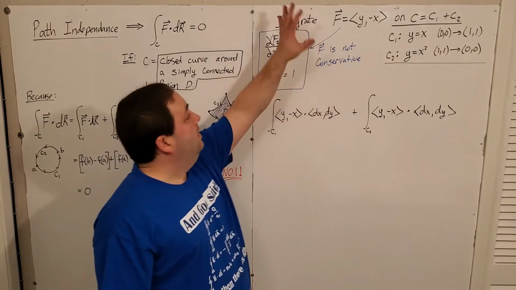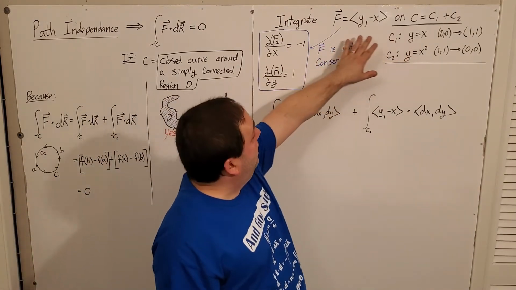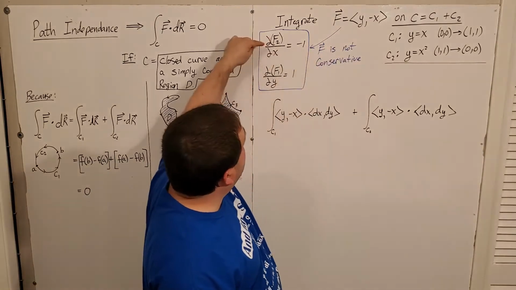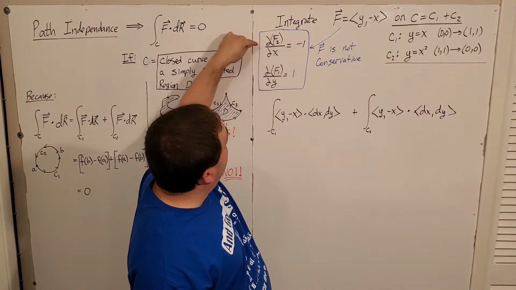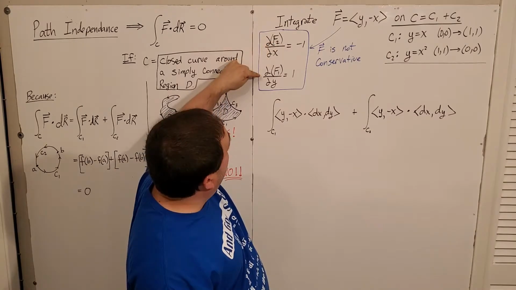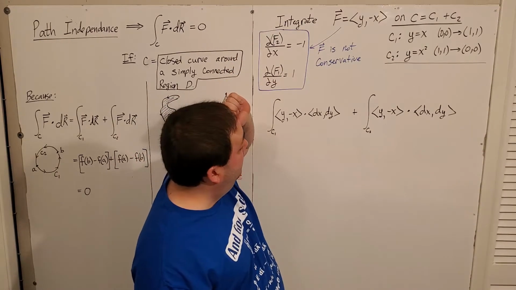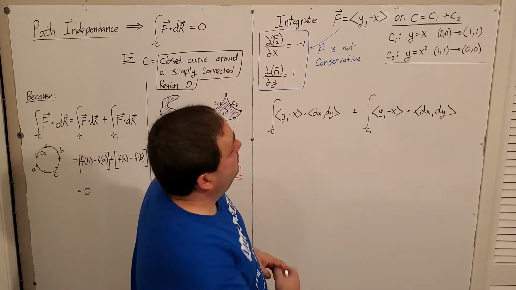Okay, so I'm going to integrate this field right here, y, negative x. Notice it's not conservative because I can do the x derivative of the second component, the y derivative of the first component, and they're not equal, right? So that's not a conservative field.